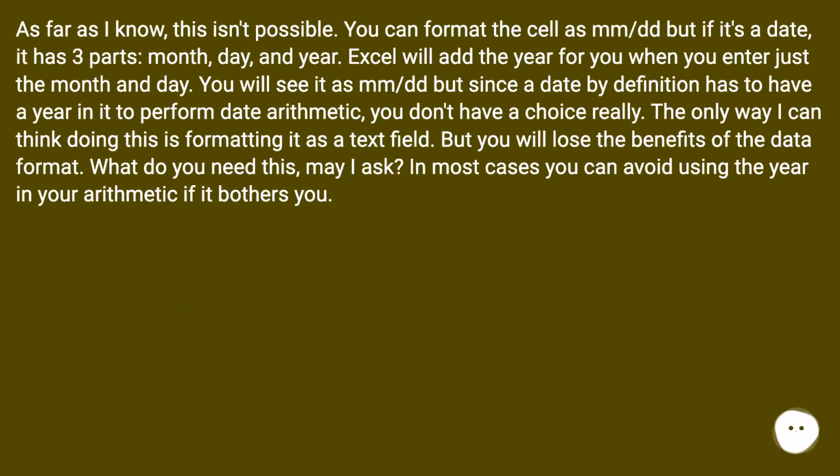As far as I know, this isn't possible. You can format the cell as mm/dd, but if it's a date, it has 3 parts: month, day, and year. Excel will add the year for you when you enter just the month and day. You will see it as mm/dd, but since a date by definition has to have a year in it to perform date arithmetic, you don't have a choice really.